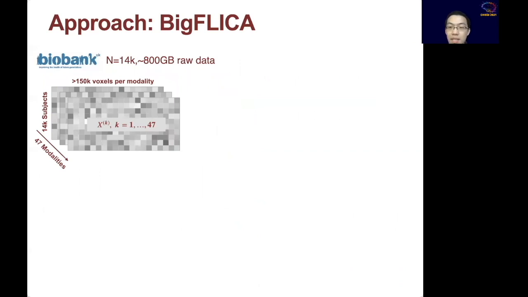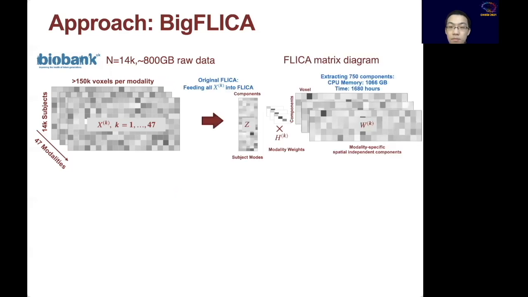For UK Biobank data in this work, we analyzed 14,000 subjects across 47 modalities, each being represented across over 150,000 voxels. Jointly, this is 800 gigabytes of raw data. If we were to use vanilla linked ICA on this data, we would require approximately 1 terabyte of peak memory and 1.6 thousand hours of computation. That is longer than 2 months of non-stop computing, even for this subset of UK Biobank subjects.